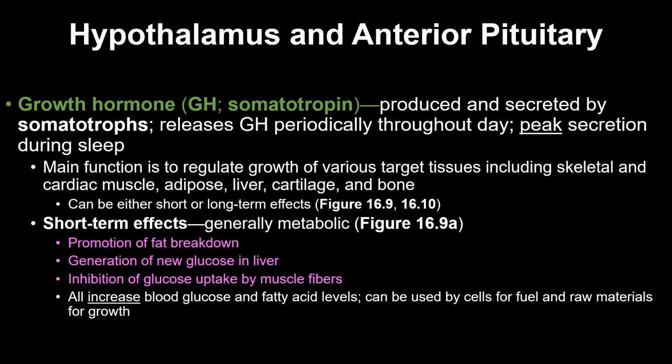The effects of growth hormone are on target tissues, including skeletal and cardiac muscle, adipose tissue, liver tissue, cartilage, and bone. These effects can either be short-term or long-term. Short-term effects of growth hormone are primarily metabolic in nature, typically promoting fat breakdown and the production of new glucose by the liver, a process called gluconeogenesis. Another effect is the inhibition of glucose uptake by muscle fibers. These effects will increase the concentration of glucose and fatty acids in the blood, allowing cells to use them as fuel and raw materials for growth.